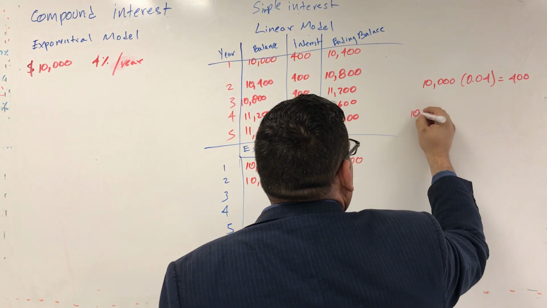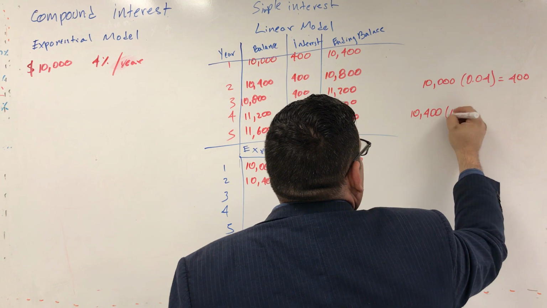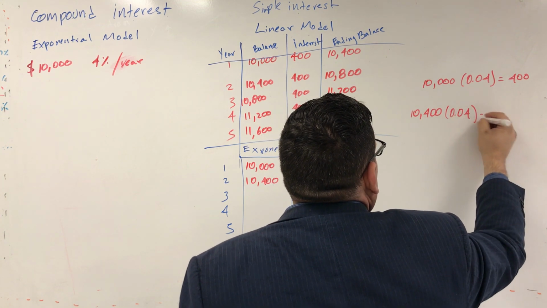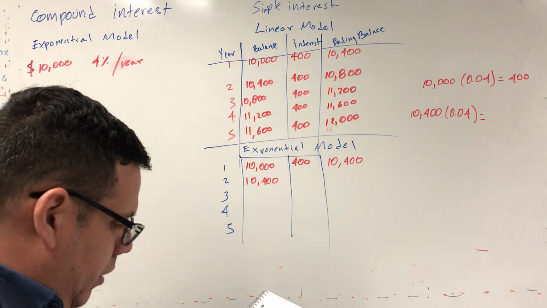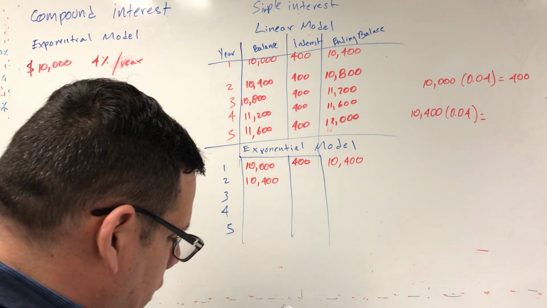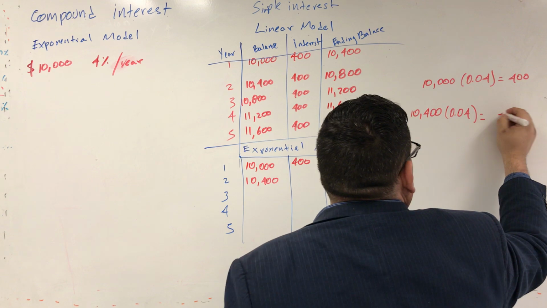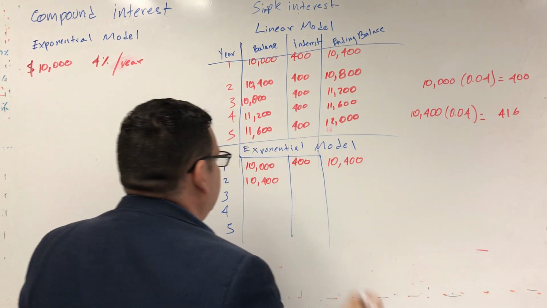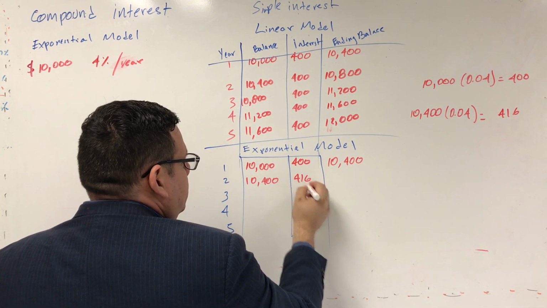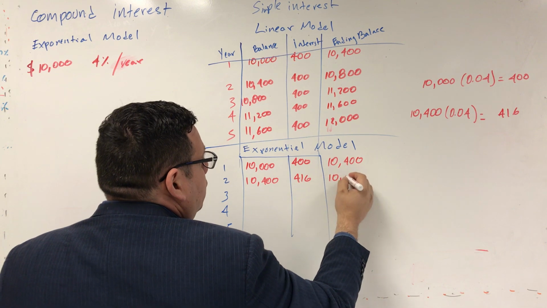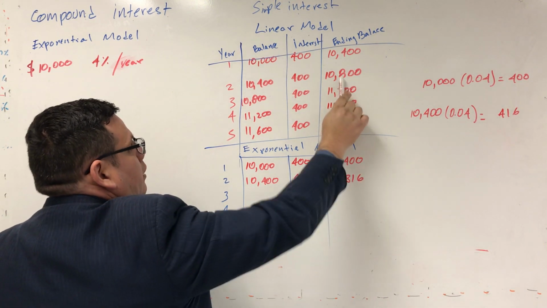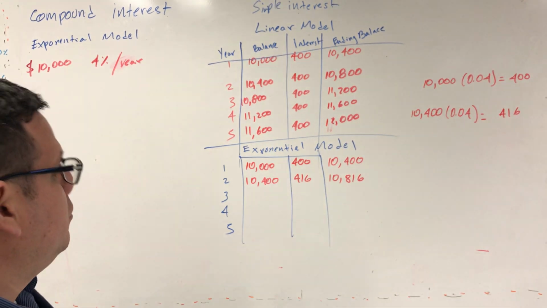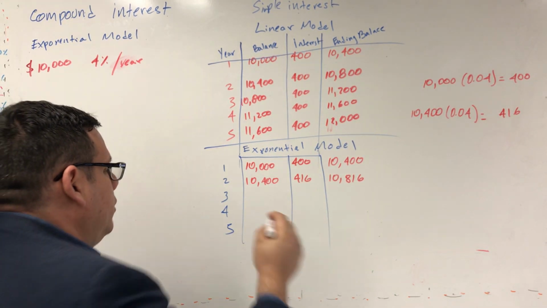So I have this times 0.04, and what do I get? For that one I will get 416, so I have more interest now, 416. If I make the addition, I will get this. As you can see, in the 2nd year I have more money with this model. Then I will start the 3rd year like this.